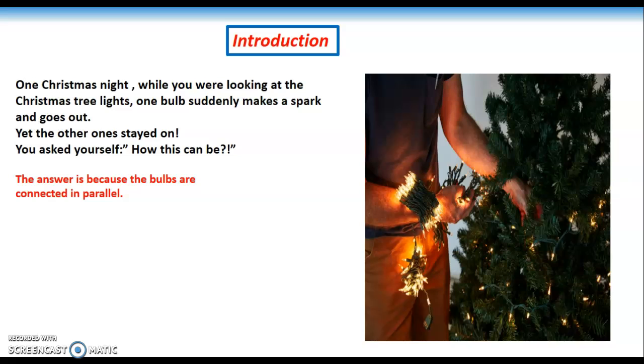So one Christmas night, while you were looking at the Christmas tree lights, one bulb suddenly makes a spark and goes out. Yet the other ones stayed on. So you asked yourself how this can be. The answer is actually because the bulbs are connected in parallel. I'm going to explain this idea when we get used to dealing with parallel grouping and series grouping, and we know how the voltage and the current vary. So I'll be back to this idea when we are done with the main ones.